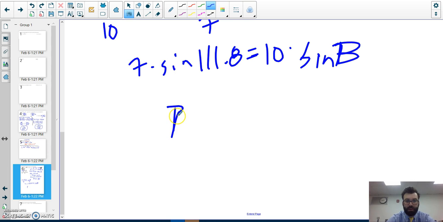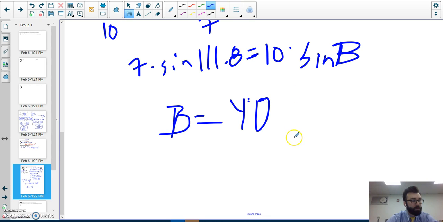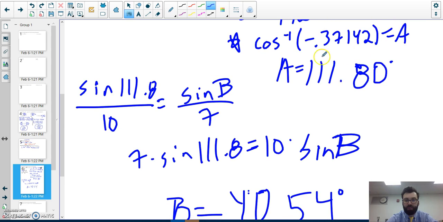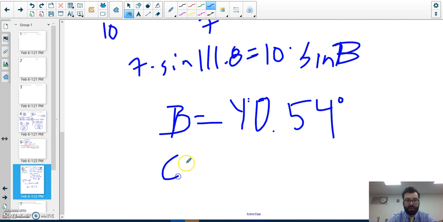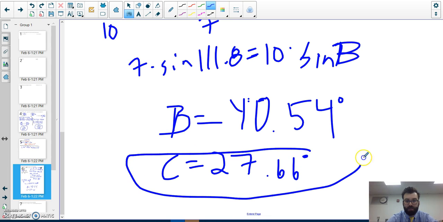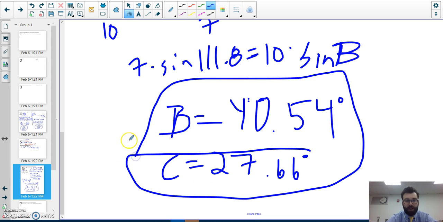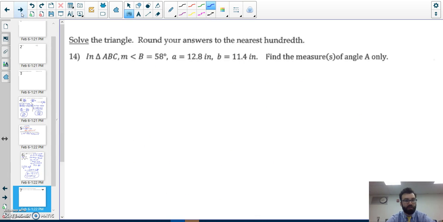I can't do this, I can't. B equals, I got 40.54 degrees. If I know this is 40.54 and this is 111.80, to find C, I subtract from 180 to get 27.66 degrees. All right, there's that one.